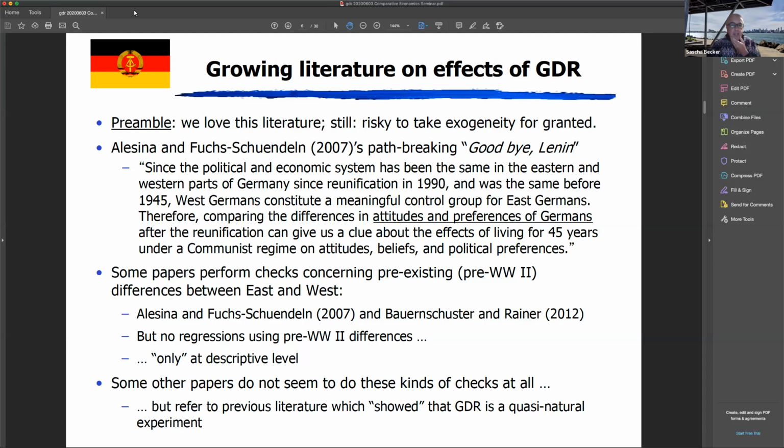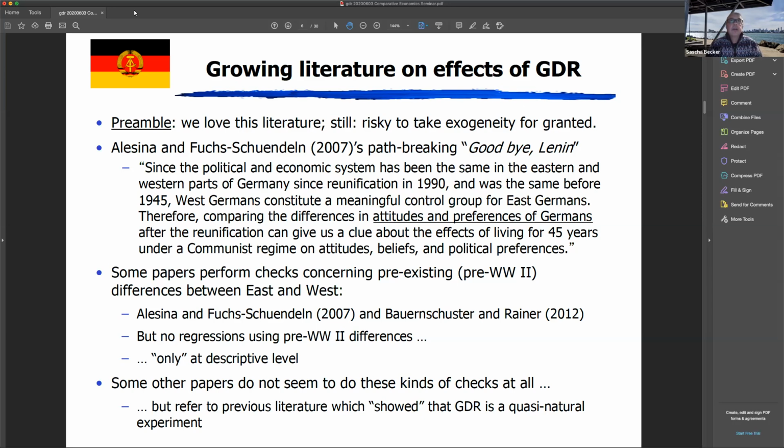So let me start from Alesina and Fuchs-Schündel's path-breaking Goodbye Lenin, which is a fantastic paper. That paper says, and I'm quoting here word by word, "Since the political and economic system has been the same in the eastern and western parts of Germany since reunification in 1990 and was the same before 1945, West Germans constitute a meaningful control group for East Germans. Therefore, comparing the differences in attitudes and preferences of Germans after reunification can give us a clue about the effects of living for 45 years under a communist regime on attitudes, beliefs, and political preferences."